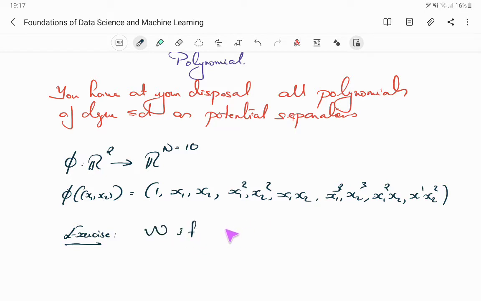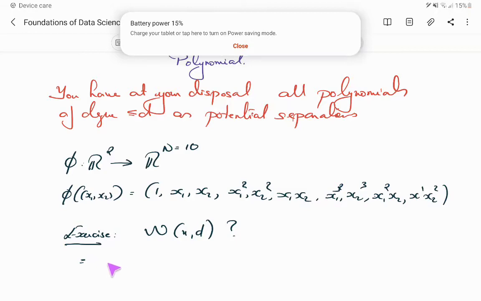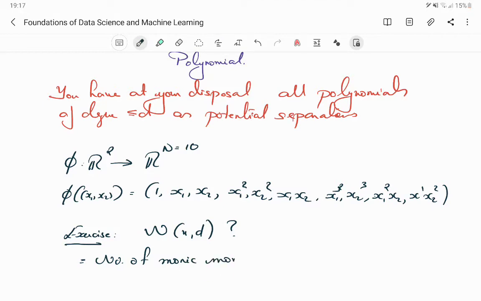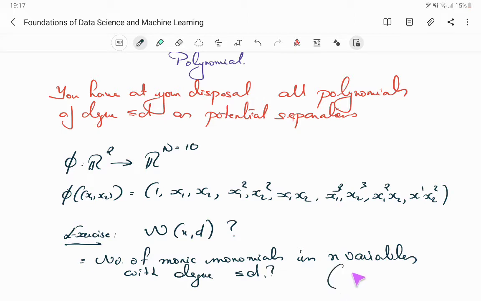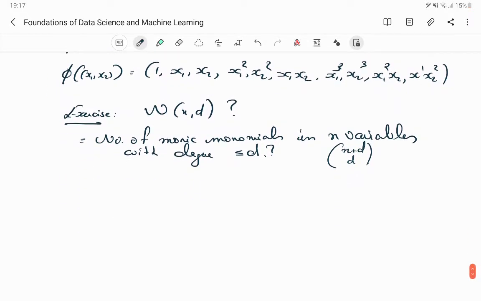So I leave it as an exercise to check what will be n for some given n and d. Or equivalently, this is the number of monic monomials in n variables with degree at most d. Okay, this is an exercise question. I'll give you maybe the answer also. This turns out to be n plus d choose d. But okay, that's an exercise. Those who are TAing for my discrete math course will have an advantage here on solving this exercise.